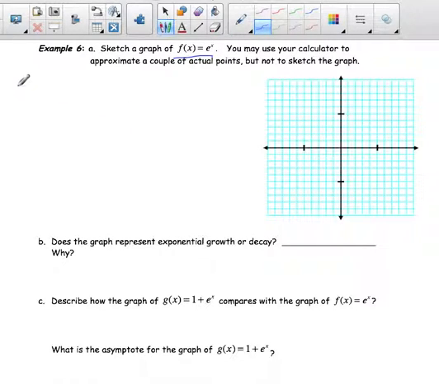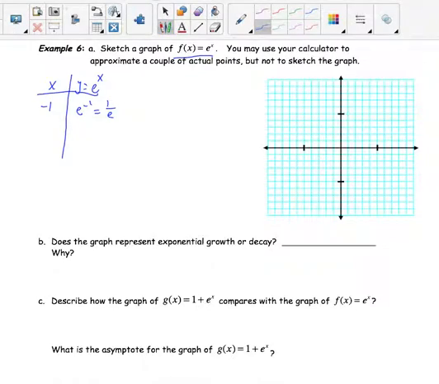We're going to try to determine a few points to sketch on our graph. So I'll make a little table here. X, and then we're going to have our y value, which is equal to e to the x. So we'll choose some convenient values for x. So let's try negative 1. That would give us e to the negative 1, which is 1 over e. And I said here we can use our calculator to get approximate values to plot, but not for graphing.